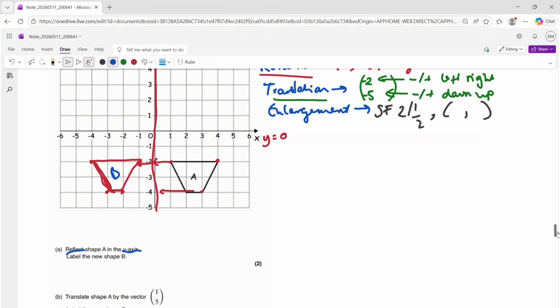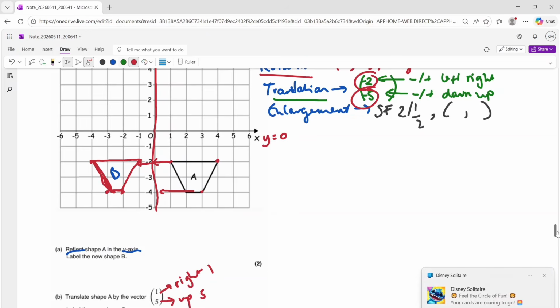So if you think about what I said back up here, this tells me at the top here, up or down, and this tells me whether to go left or right. So if we look at what we've got here, this is telling me to go right 1, and this is positive, so it's telling me to go up 5. So the easiest way to do that is to pick a point on the shape. So I'm translating shape A. So I'm going to pick this corner here. I'm going to go 1 right, and I'm going to go 1, 2, 3, 4, 5 up. So that point has ended up there.